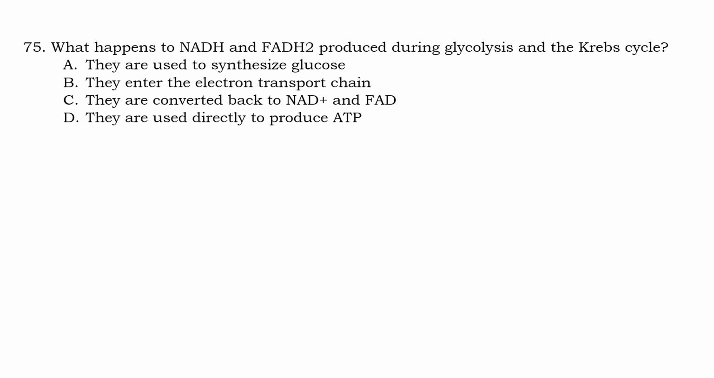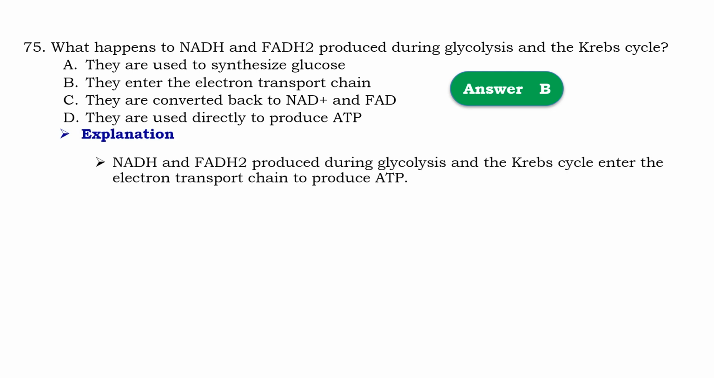Question number 75. What happens to NADH and FADH2 produced during glycolysis and the Krebs cycle? So that should be B. They enter the electron transport chain. Means that NADH and FADH2 produced during glycolysis and the Krebs cycle enter electron transport chain to produce ATP.